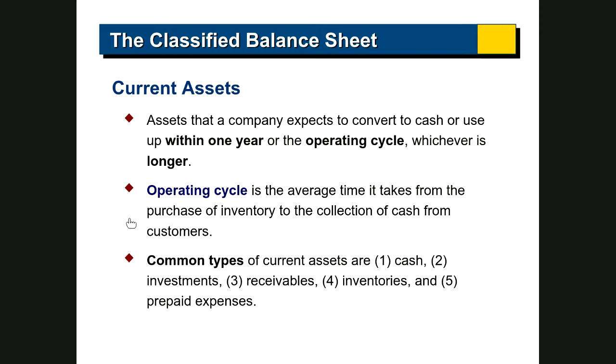For example, cash. So if you have cash, you can use that immediately. You have certain investments which you can sell and use anytime you like, so it can be done within 1 year. Receivables from customers, which are usually paid within less than 1 year. Inventories usually are sold within less than 1 year. And prepaid expenses usually are used within less than 1 year.